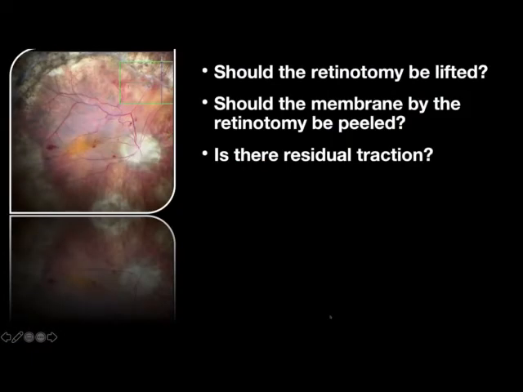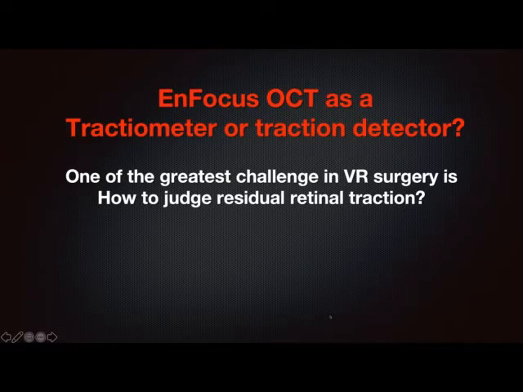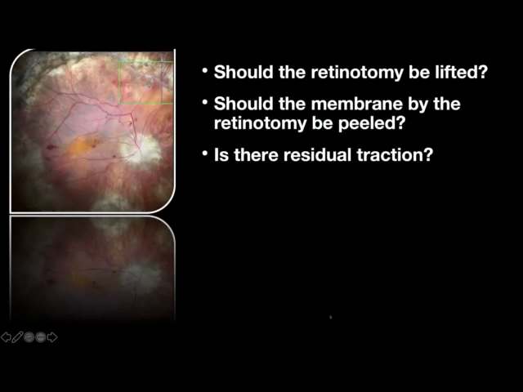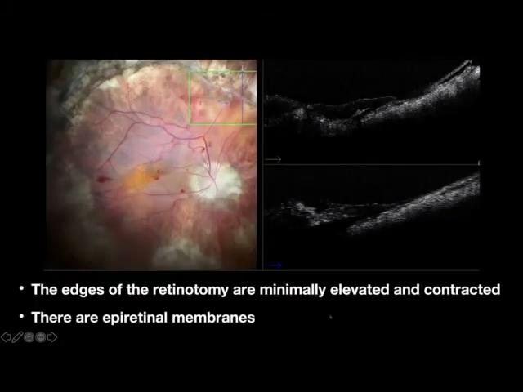How to judge residual traction? Can the OCT act as a tractiometer or traction detector? We all know that the greatest challenge in VR surgery is how to judge residual retinal traction. In a case like this, it's very subtle. Should we lift the retinotomy? Should we peel more membranes? Is there residual traction? It's not so easy to judge.